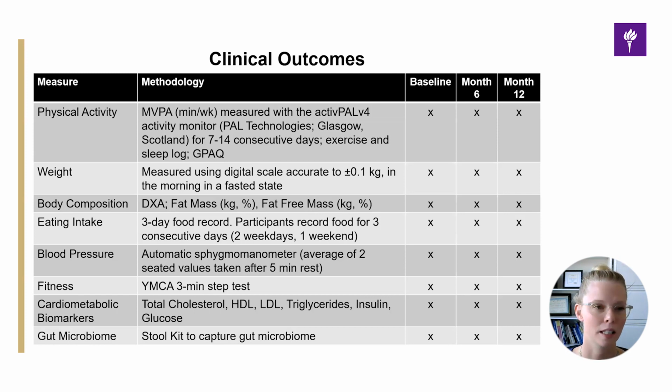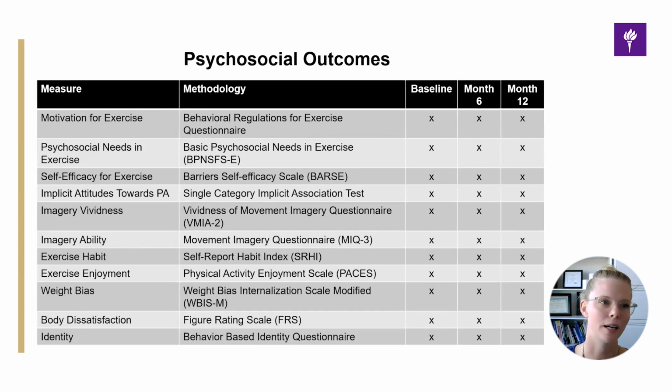outcome measure to explore. And then we also have several psychosocial outcomes, including motivation for exercise, psychological needs, imagery ability, imagery vividness, weight bias, self-efficacy. So a whole host of questionnaires here that we're going to collect.